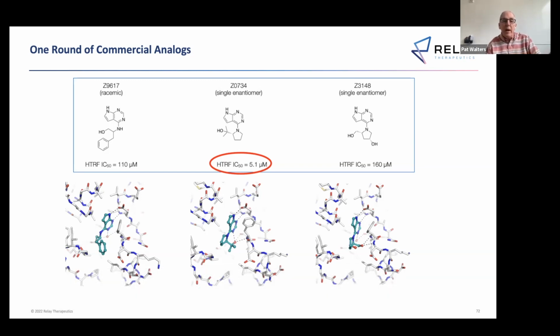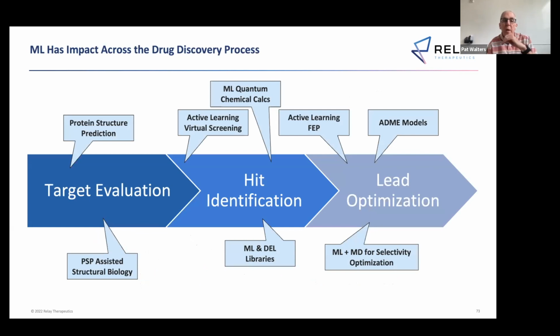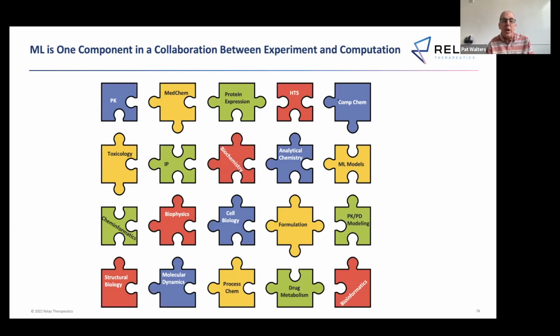So, hopefully I've shown you through this part another way that we can use active learning that's complementary to what James showed you. So, as James mentioned, we're using machine learning across the drug discovery process, hopefully just showing you a couple of examples of how active learning can be used.